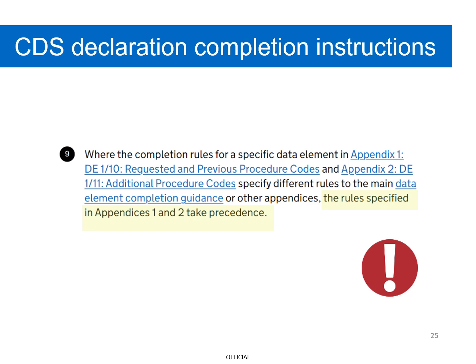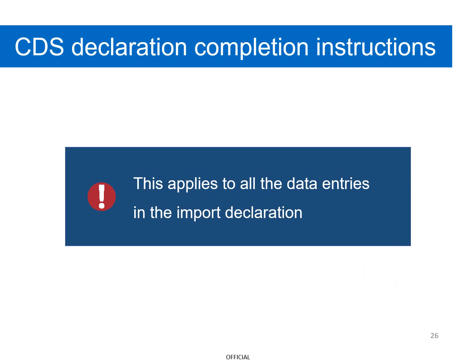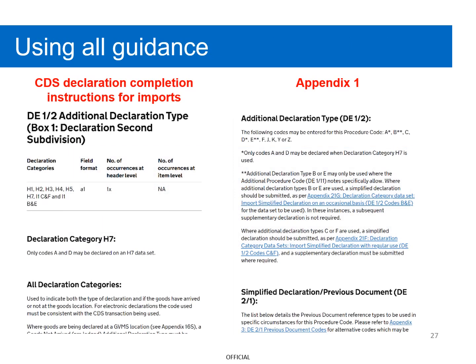It's important to note that if the rules specified in the CDS declaration completion instructions for imports are different to the rules specified in Appendix 1 and 2, Appendix 1 and 2 always take precedence. This applies to all the data entries in the import declaration. Hallie moves on to the next data element of the declaration. She has scrolled down to data element 1.2, additional declaration type. Hallie has also identified data element 1.2 in Appendix 1.